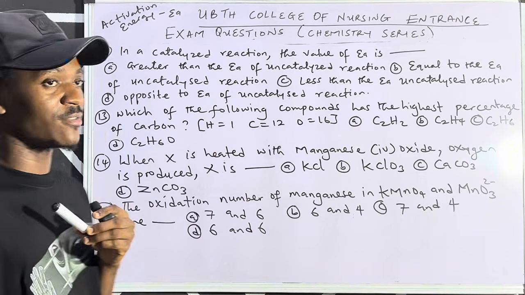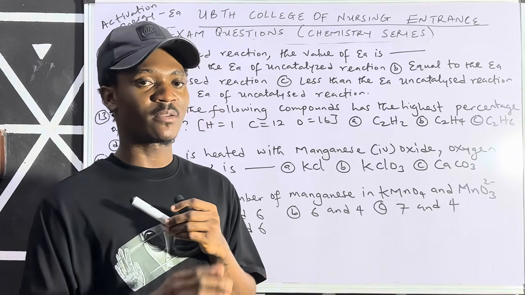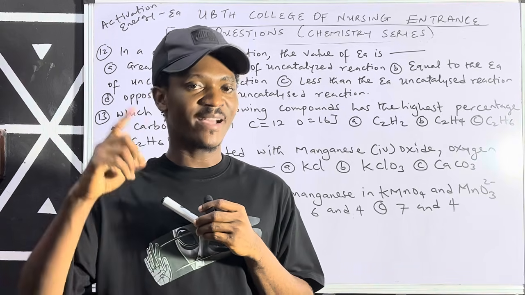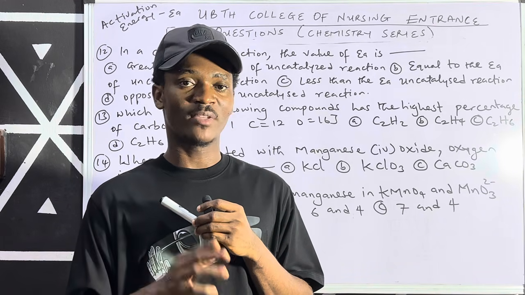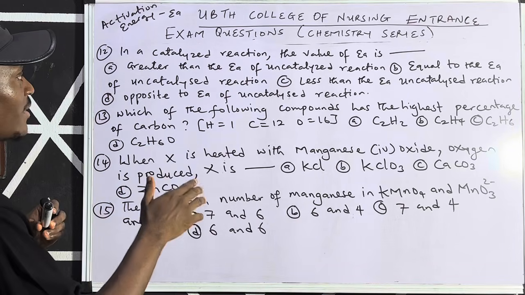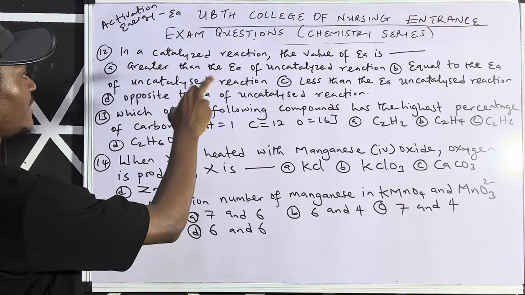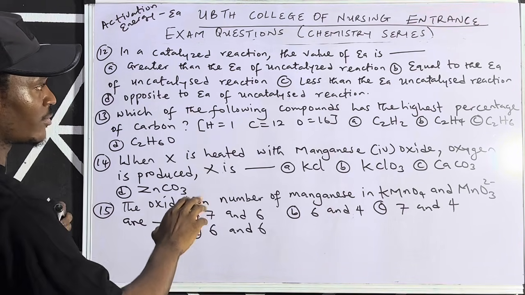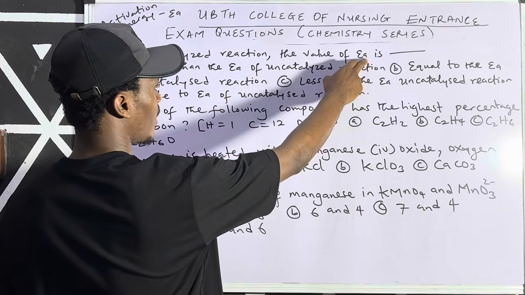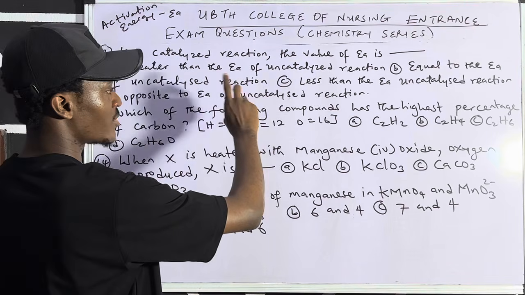So any catalyzed reaction must have a lower activation energy because of the presence of a catalyst. Then uncatalyzed reactions would have higher activation energy because of the absence of a catalyst. So in a catalyzed reaction, option A, the EA is greater than the EA of the uncatalyzed reaction, which is wrong, because remember that the presence of a catalyst makes the activation energy lower. Then B, equal to the EA of the uncatalyzed reaction, which is also wrong.